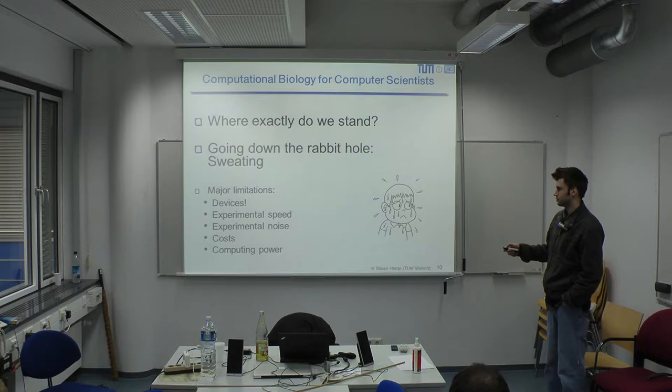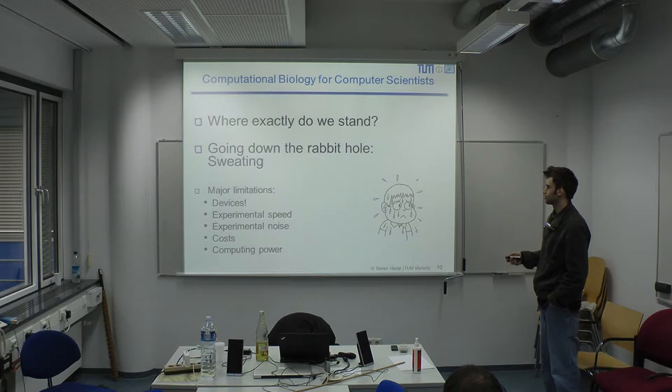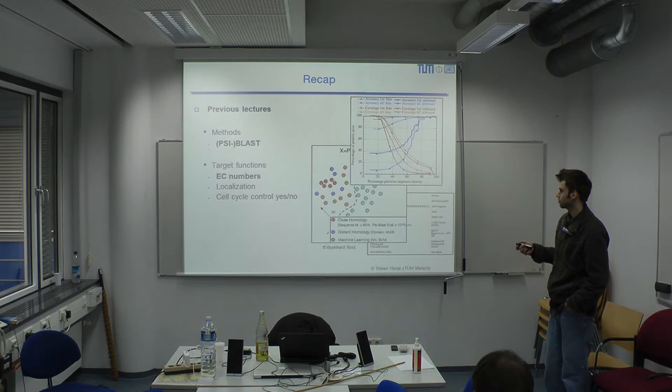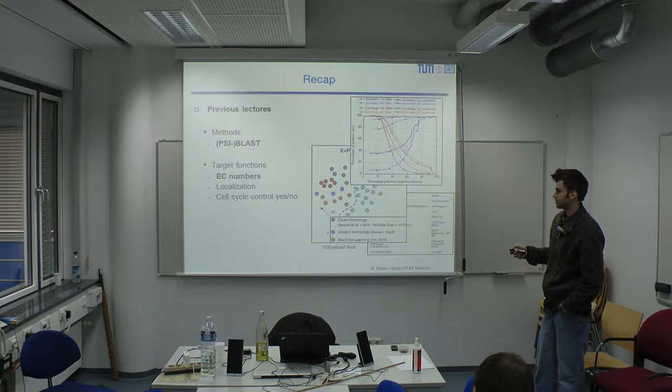And as I said, there are limitations in this field: devices, experimental speed, noise, costs, and computing power, and I'm sure you've all heard this. Okay, so let's get to a possible solution to this problem. And you will find many different aspects of this and different ways of solution throughout the whole lecture, basically. So last week you heard about some things you can do with BLAST. I'm sure you're all familiar with BLAST. So you search for sequences in large databases of sequences.